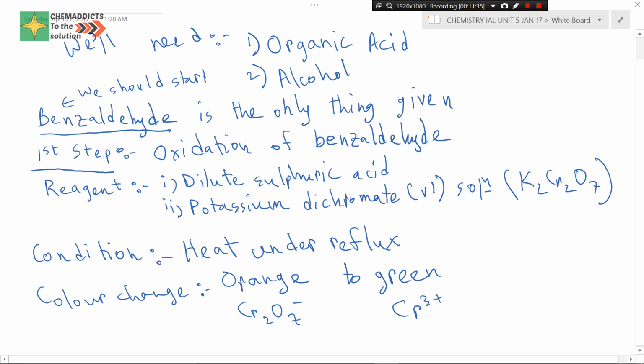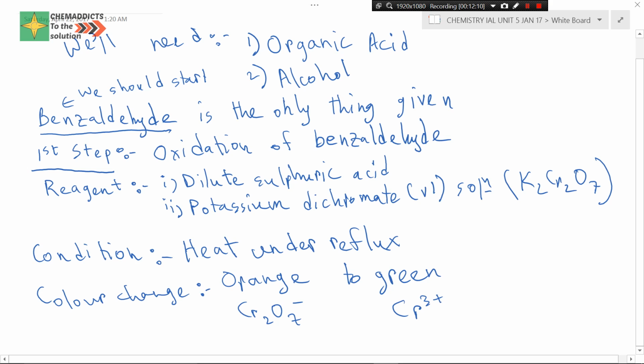so here the color change would be orange to green. Orange is due to dichromate and green is due to chromium. So the first step would be the oxidation of benzaldehyde. The reagent is dilute sulphuric acid and potassium dichromate(VI) solution. Condition would be heat under reflux, color change orange to green. Okay, as simple as that.